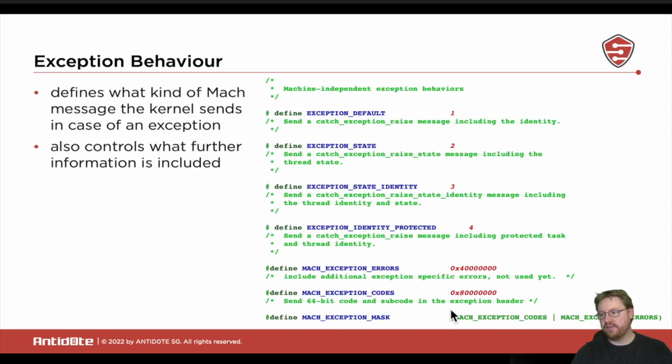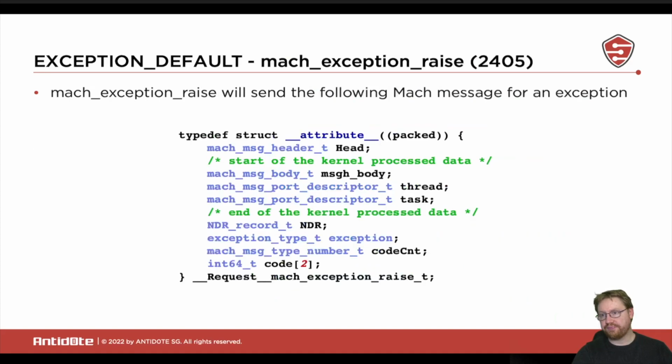There's also the MACH_EXCEPTION_ERRORS code here, but that's not used at the moment. The only thing that exists is this MACH_EXCEPTION_CODES flag, which tells the system that we want to have two 64-bit codes inside the exception header that explain a little bit more about the exception.